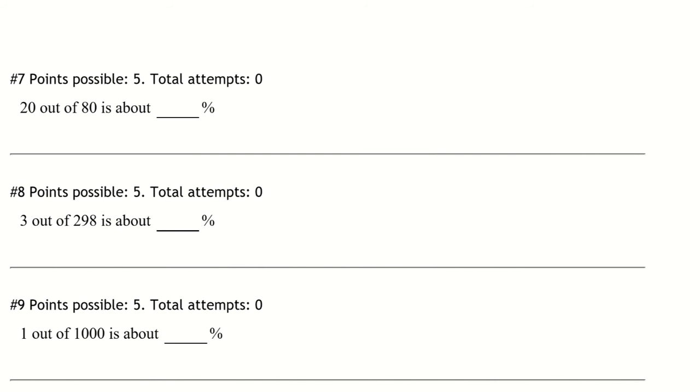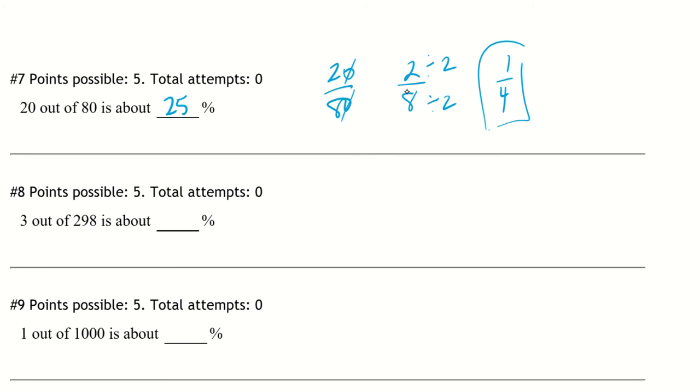So here, number 7, now you're estimating what the percent is. So 20 out of 80. Well, first I'm going to see if I can reduce. If those can be canceled, I can divide out by 10. And then I can divide out by 2. And now I come to a fraction that I know. So I know 1/4 is a quarter, or 25 cents, so 25%. And here, if I round 3 out of 298, well, that's close to 300. I can see that if I divide out by 3, that's like 100, so 1 out of 100.